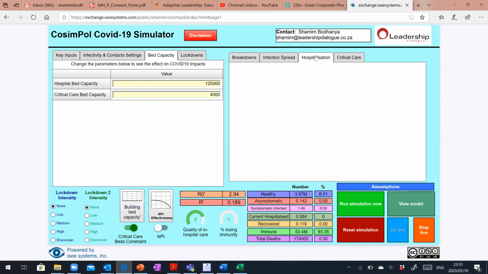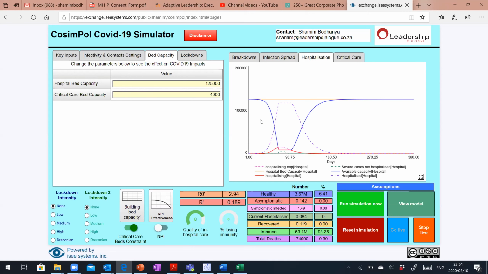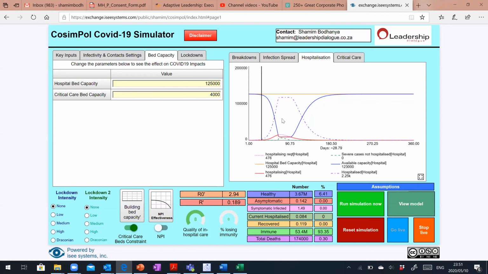So if we go to this tab here, on hospitalization, what you'll see is the orange tells us our current hospital bed capacity, and the figure to focus on is the green on severe cases not hospitalized, because that's essentially telling us where we lack the number of beds at the time that we need it. So we may have beds available, but not at the time of at the peak times.